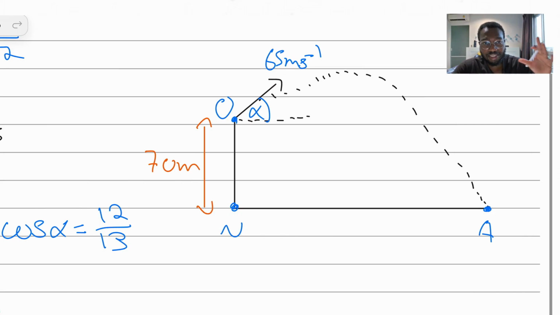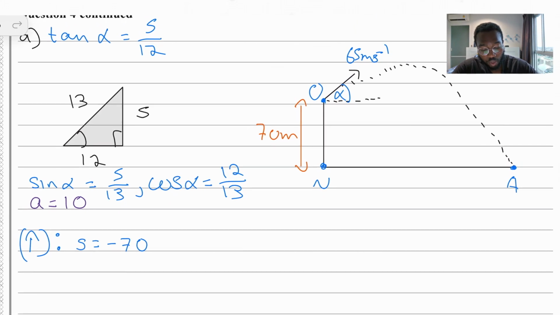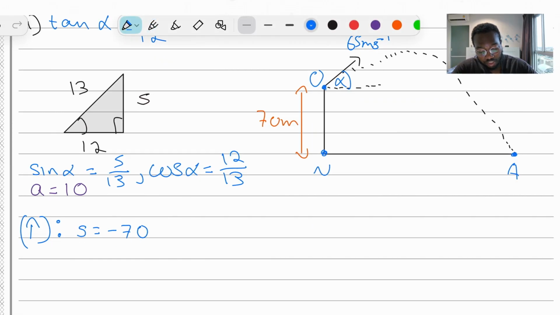Because we're already starting 70 meters above. So negative 70. Just remember to get your values the right way around. That's a minus 70, okay? Our U value, well, our U value, we know it's 65. So it's going to be a 65. But we're doing vertical, so that'll be a sine alpha. We know sine alpha is 5 over 13. So for now, I'll write it as 65 sine alpha, but then I will plug in that 5 over 13 at some point.